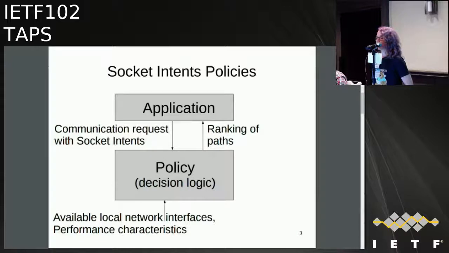The policy in socket intents is basically an implemented decision logic that gets several inputs, such as the available local network interfaces and some characteristics for them. I'm going to go into detail about that in the next slides. Then from the application, there is a request to open a new connection, for example, some sort of request to communicate. The application also gives us the socket intents. These are inputs to the decision logic, the policy, and then the policy can rank, in TAPS we call it ranking paths, and in socket intents we call it selecting the better of multiple interfaces, and then it can also do some more things.